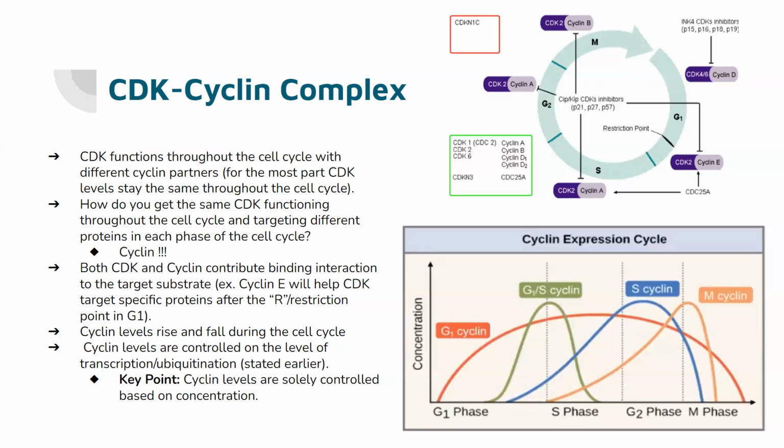Cyclin levels rise and fall during the cell cycle, depending on what type of functions need to be performed, which is why you're seeing that weird squiggly looking graph at the bottom right of your screen. The levels are solely controlled based on their concentration. As you can see, G1 cyclin is the one that stays active the longest, whereas the other ones are more specific. S cyclin is also pretty big, but that differs depending on the different things that happen throughout each of the different steps of the cycle.